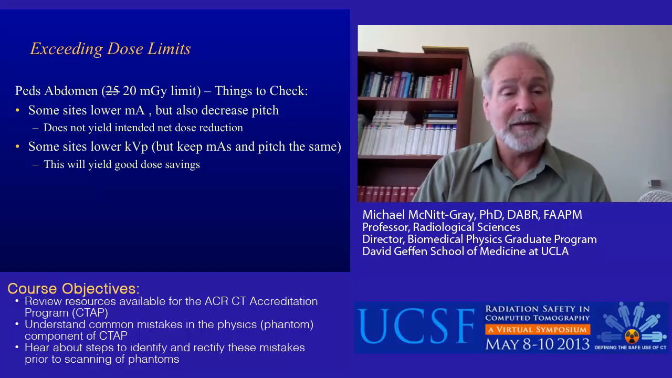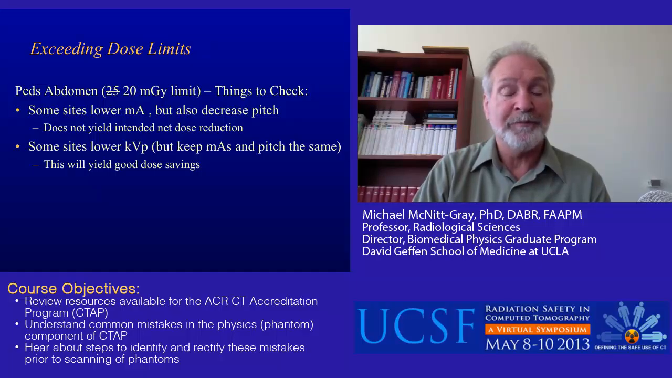For the pediatric abdomen exam, the dose limit used to be 25 milligray. That's being reduced to 20 milligray. Some things to check there. Some sites lower the MA, but also decrease the pitch. And if they do that, that does not yield an intended net dose reduction. They may think they're getting a dose reduction because they lower the MA, but if they're using a scanner where the pitch and the MA are done separately, then decreasing the pitch and the MA simultaneously does not lead to a net dose reduction. So that's something to consider.